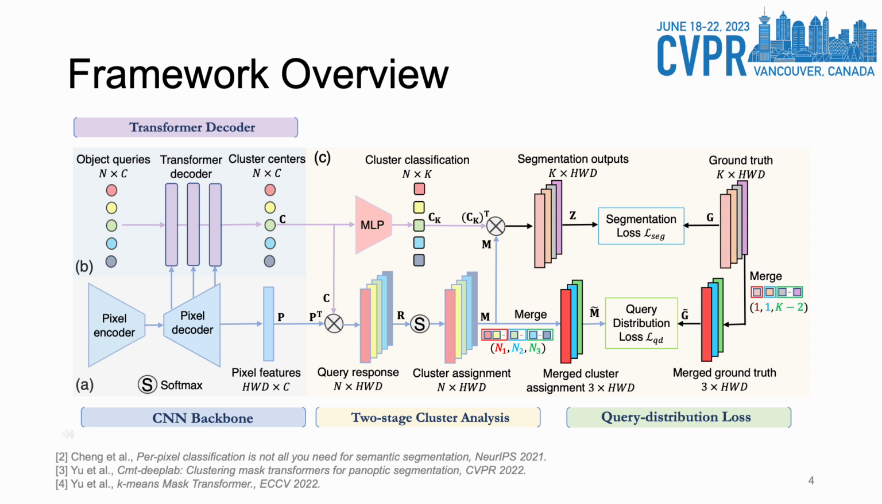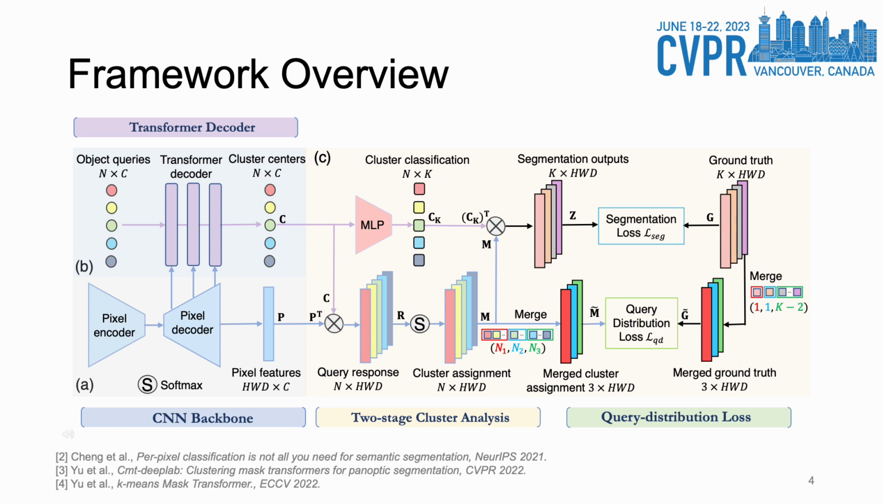We build our model with a CNN backbone to extract per pixel features and a transformer decoder. This transformer decoder interactively updates the learnable object queries to fit the inlier cluster centers. Inspired by recent works on cluster analysis of mask transformers, we consider semantic segmentation as a two-stage cluster analysis process. Firstly, all pixels are assigned into different clusters based on the affinity between pixel features and cluster centers. Secondly, cluster classification guides the grouped pixels to further aggregate and generate segmentation logits.